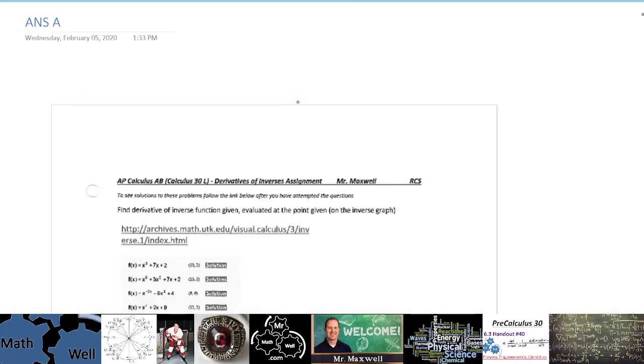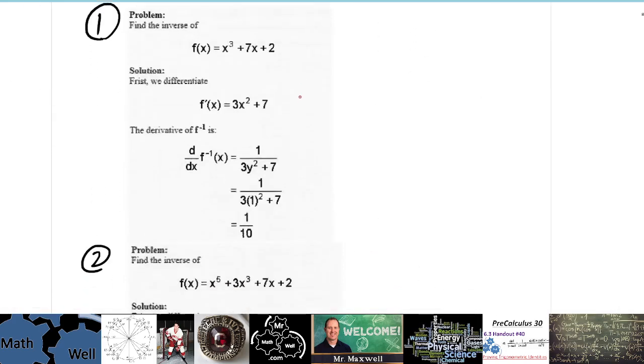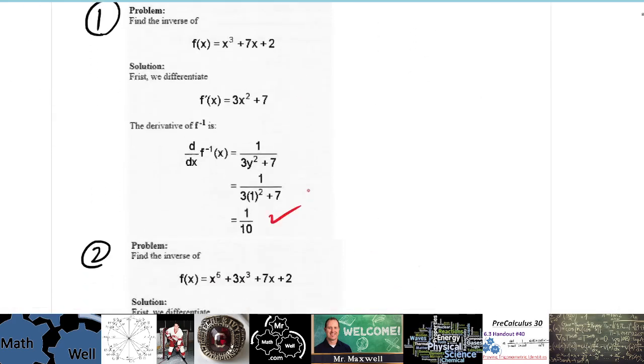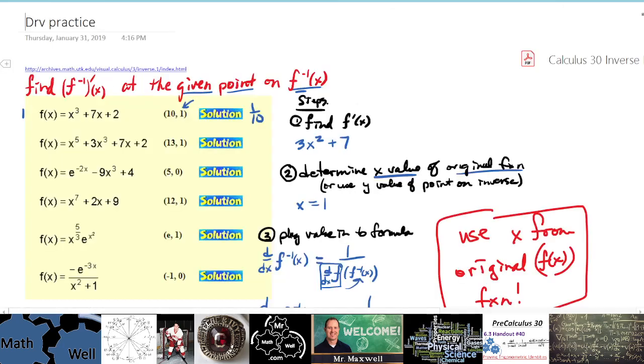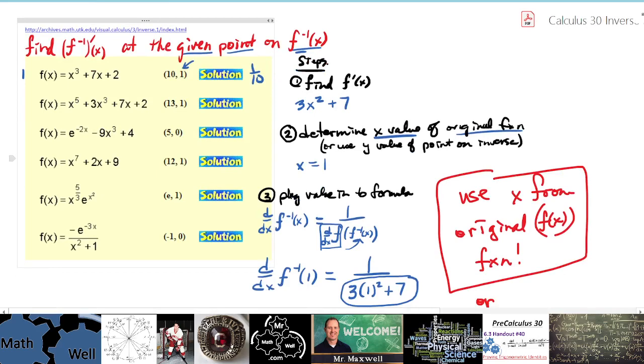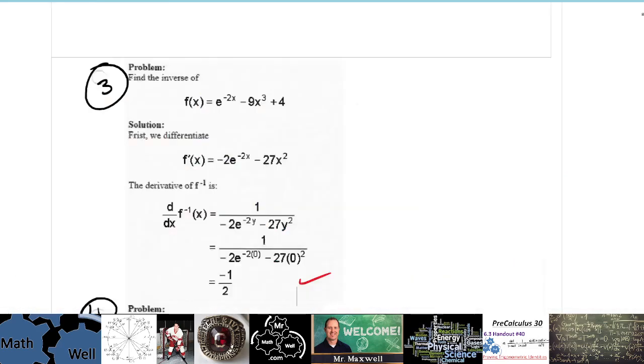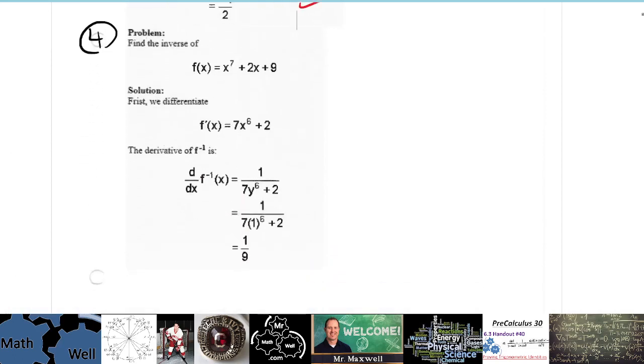Okay, so I do have some answers here. Let's take a look at the answers for the first few here. 110 we got. All right, so the answers for the rest of the problems here, find the derivative of the inverse here. For number 4, the fourth one should be 1 over 9.